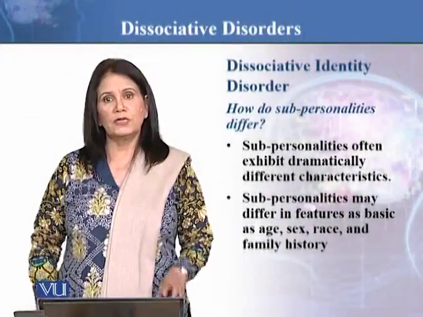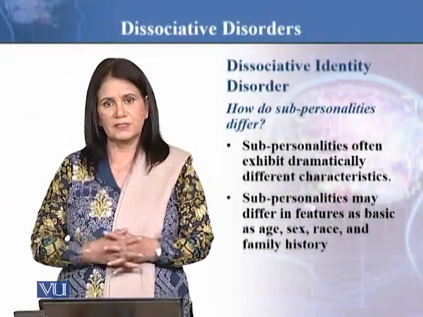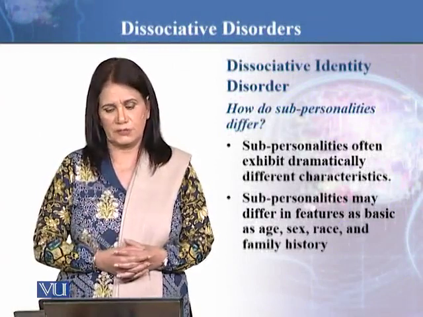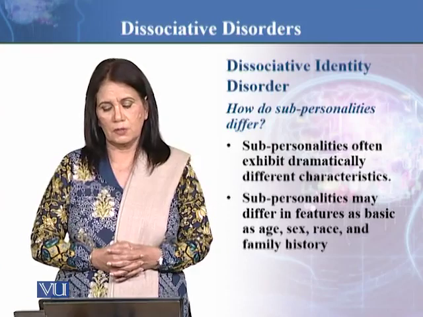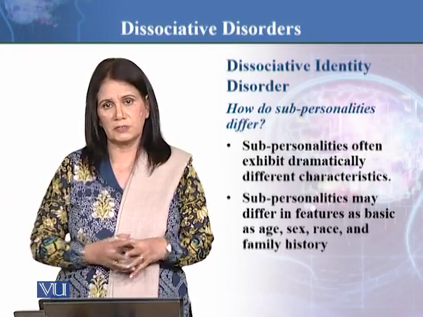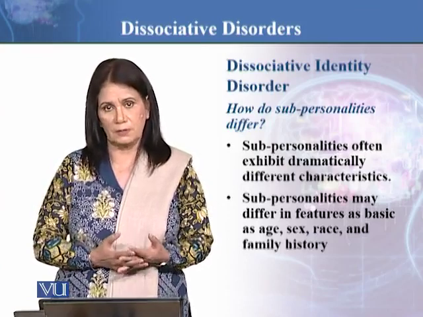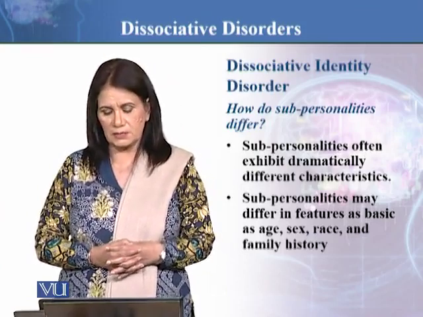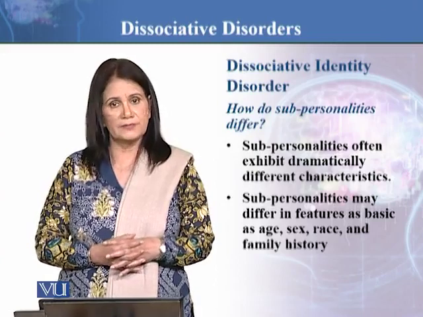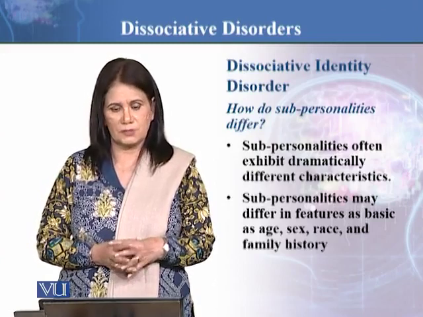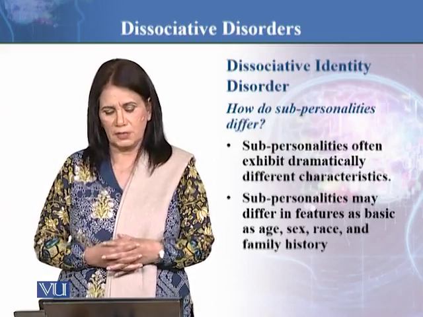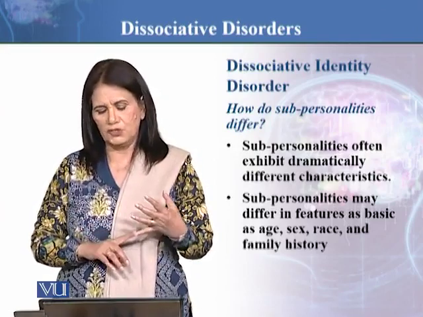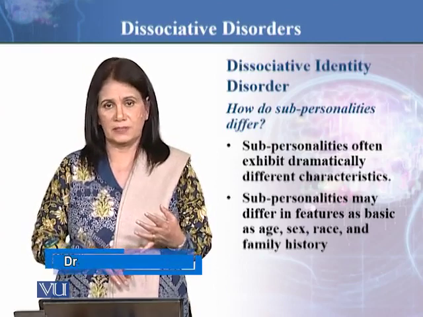Now we will look into how these different personalities interact with each other, and how they differ from each other. We are talking about dissociative identity disorder, where the person has multiple personalities. These subpersonalities often exhibit dramatically different characteristics. Now this seems and sounds very strange, that their different personalities can have very different features, as basic as age.